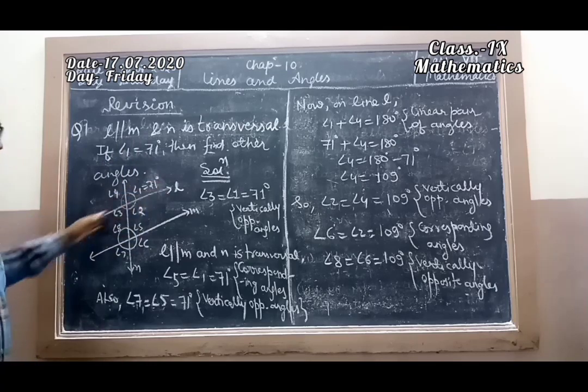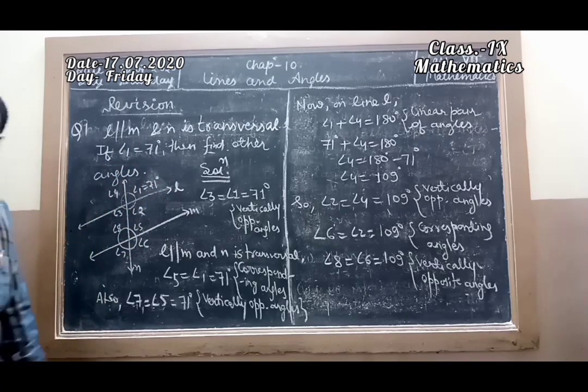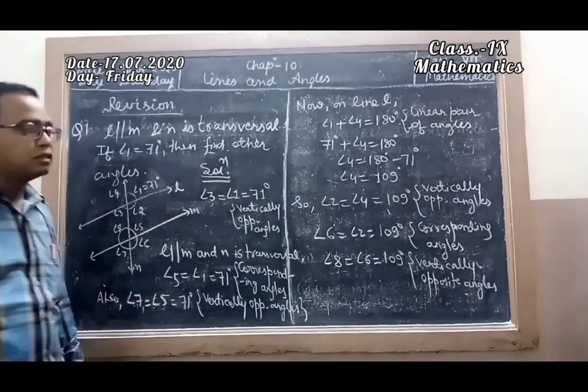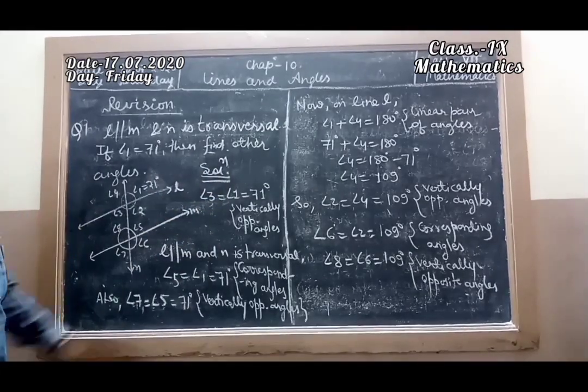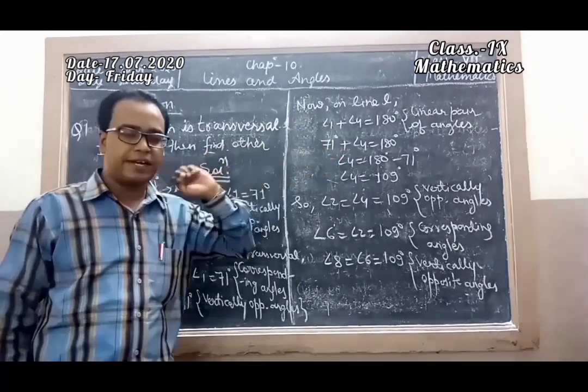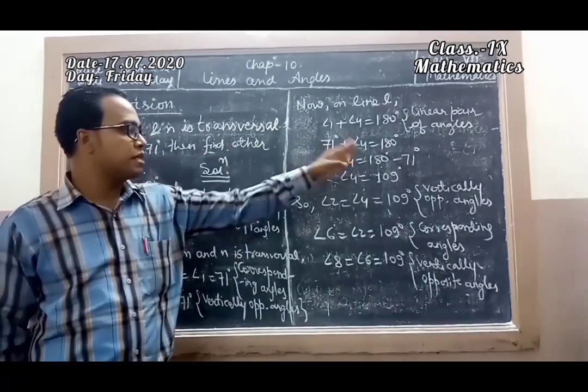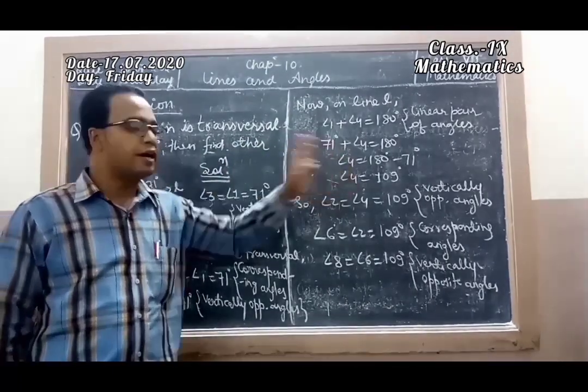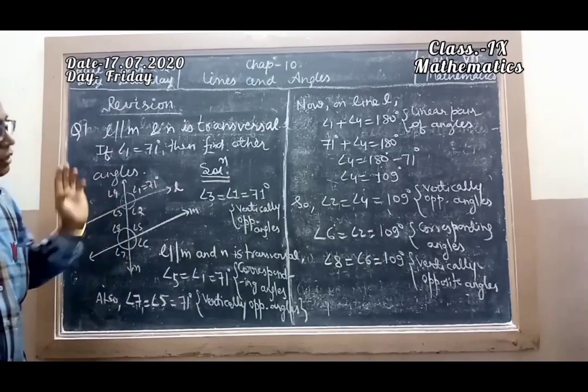Now on line L, angle 1 plus angle 4 equals 180 degrees, a linear pair of angles. Put the value of angle 1: 71 plus angle 4 equals 180 degrees. Angle 4 equals 180 minus 71. Angle 4 equals 109 degrees.